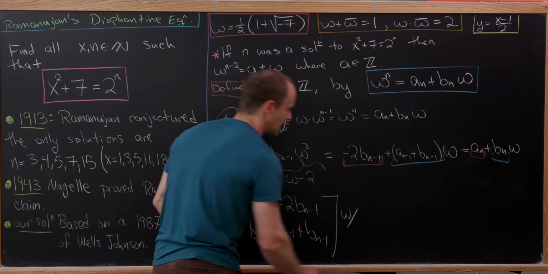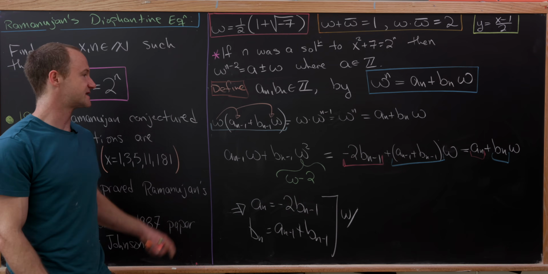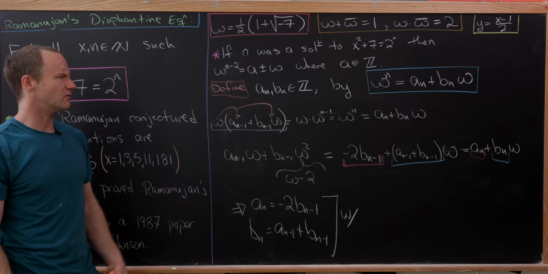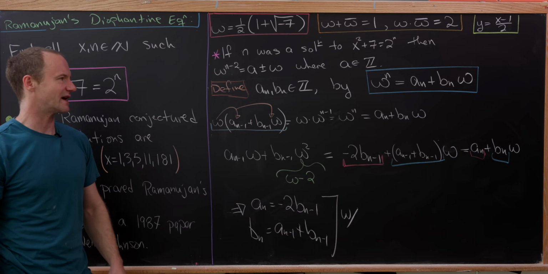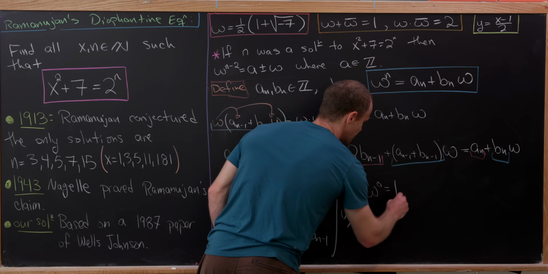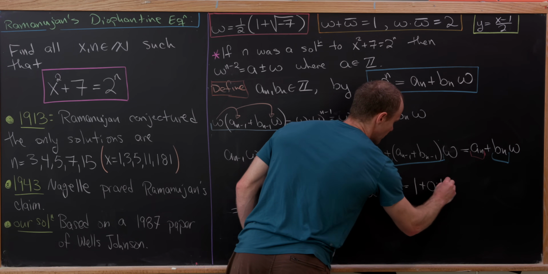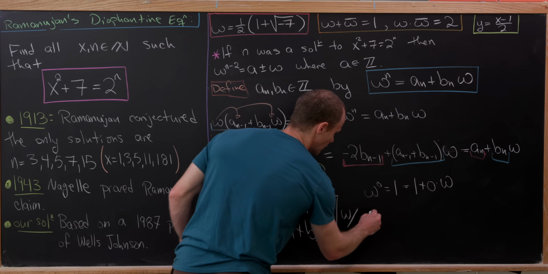And then you might say, well, what about our seeds here? And you can easily calculate the seeds by looking at omega to the 0 or omega to the 1. Maybe let's look at omega to the 0, which is equal to 1, which is equal to 1 plus 0 times omega. So what does that tell us?